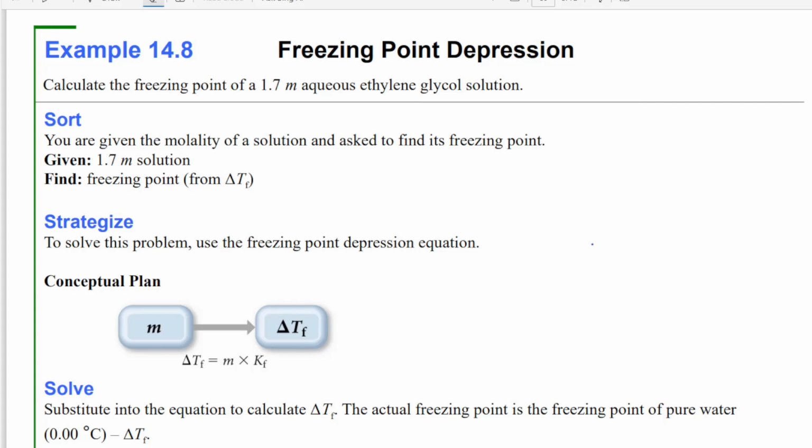To calculate the change in freezing point, that's calculated as the molal concentration times the K sub F for the solvent. This is a colligative property, so it doesn't matter which solute you have, as long as it's non-ionic and doesn't dissociate in solution. So we're given the molal concentration. We just need to look up the K sub F for the solvent, and then we need to calculate the change in freezing point.